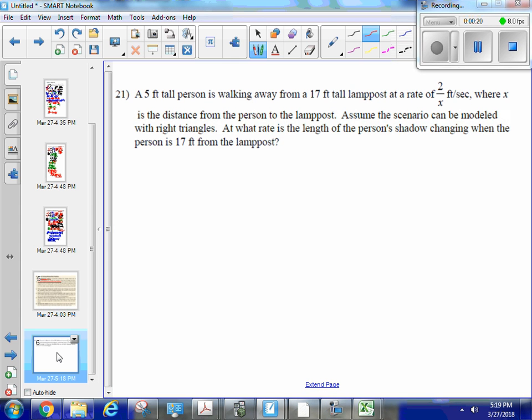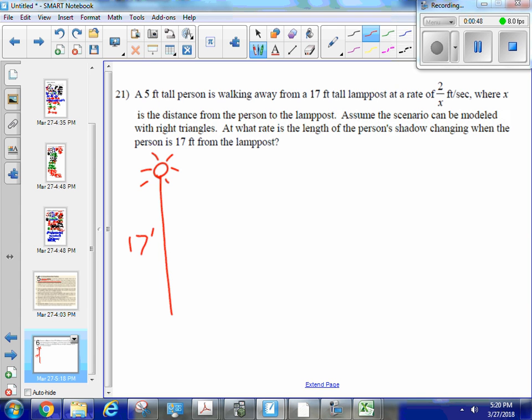A 5-foot tall person is walking away from a 17-foot tall lamppost at a rate of 2/x feet per second, where x is the distance from the person to the lamppost. Well, that's a lot of words right there. So let's start drawing a picture. Here is my lamppost, and here's light coming off of the lamppost. And I know that that's 17 feet high.